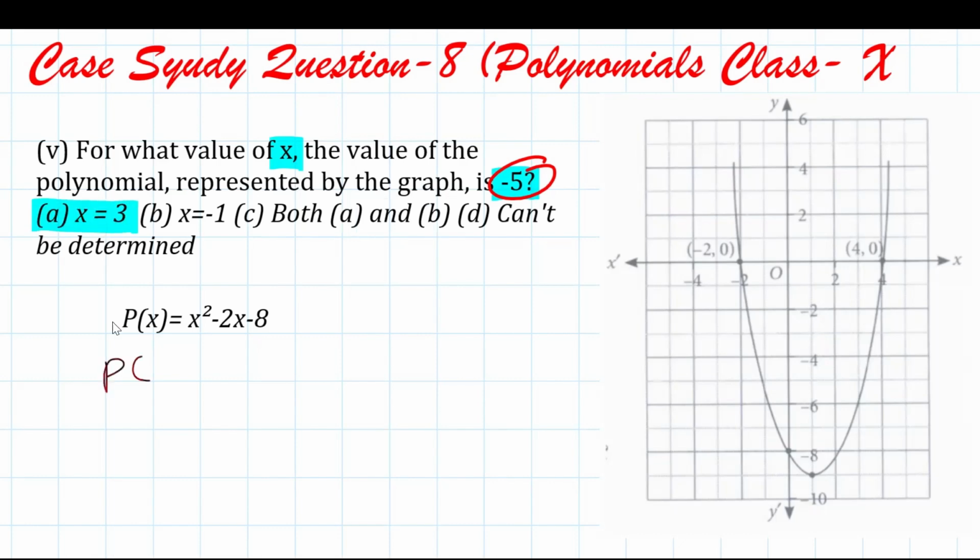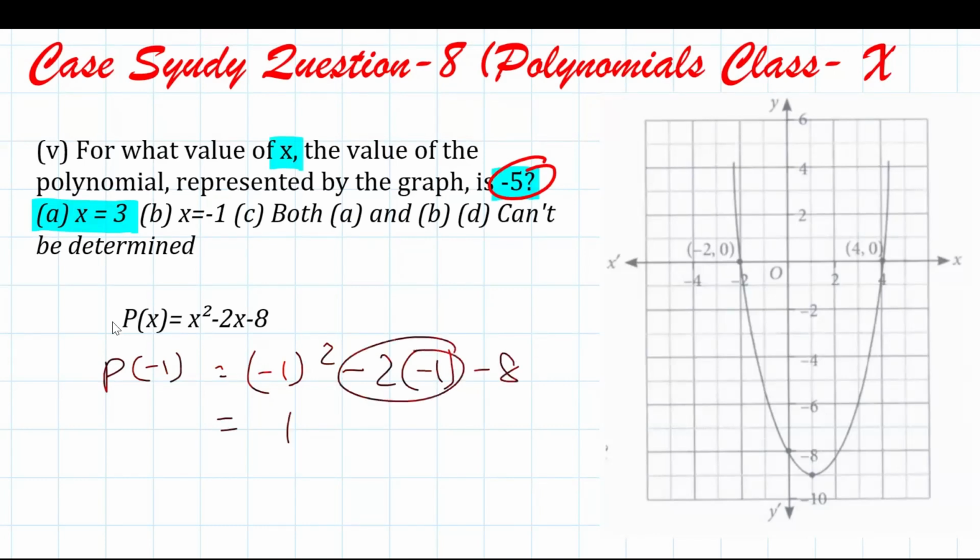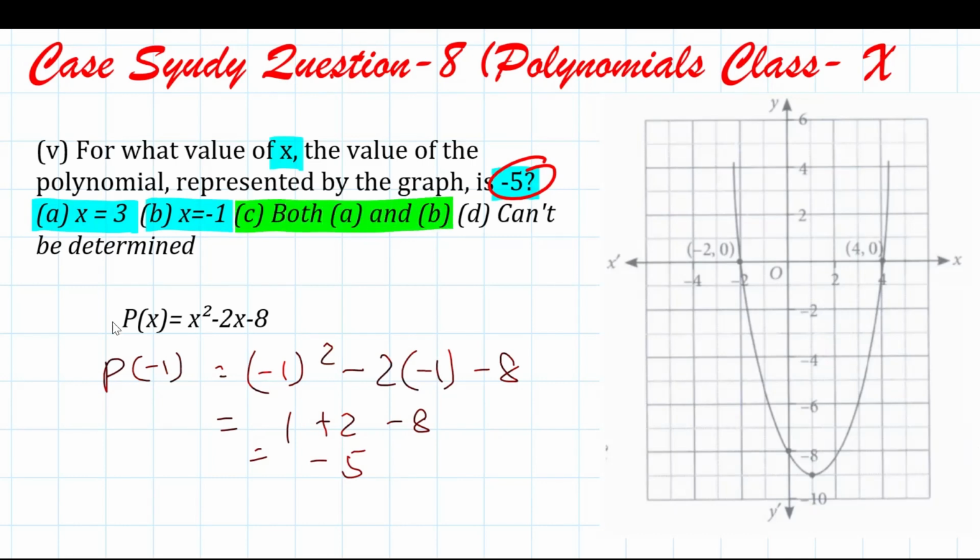Now, for the second part, I'm going to replace x with minus 1. So check here, replacing x with minus 1. So minus 1 squared, again replacing this x with minus 1, minus 8. Minus 1 squared is positive 1. This will give you positive 2 minus 8. So this is 3 minus 8, which is minus 5. Yes, even this is also true, right? So the correct answer will be what? Both A and B, that is option C.